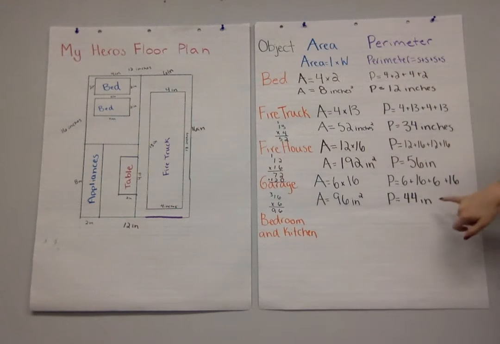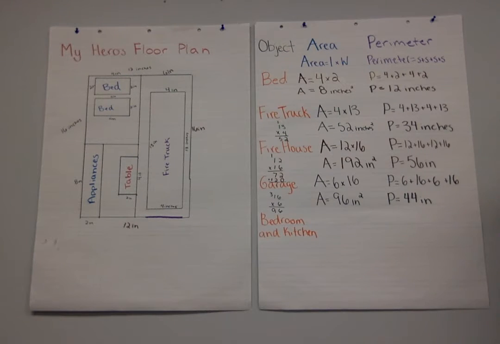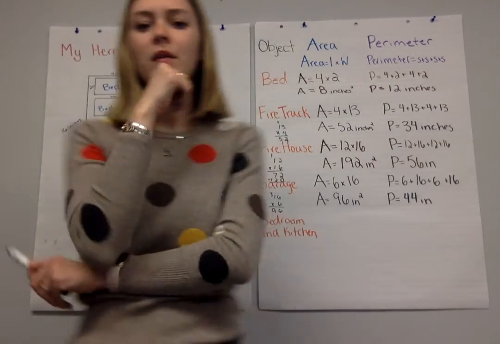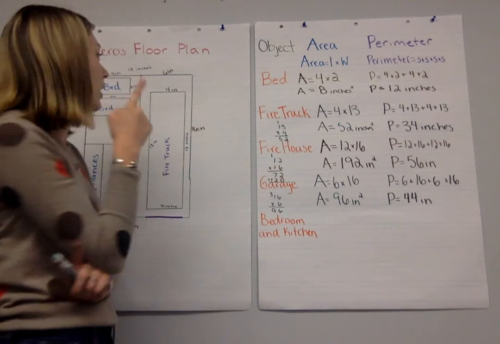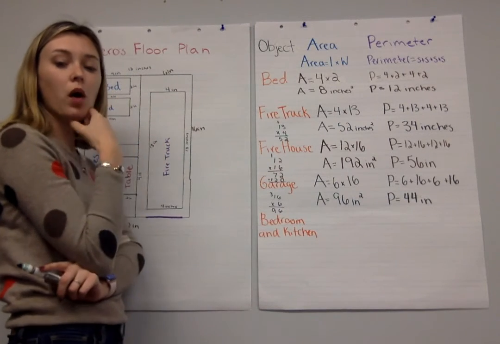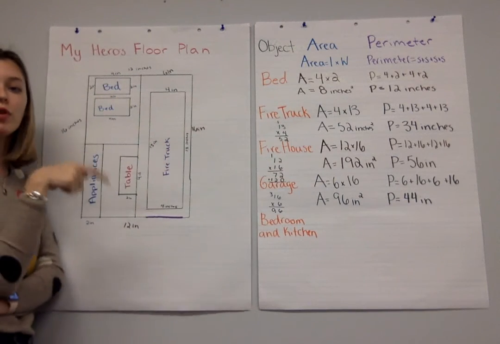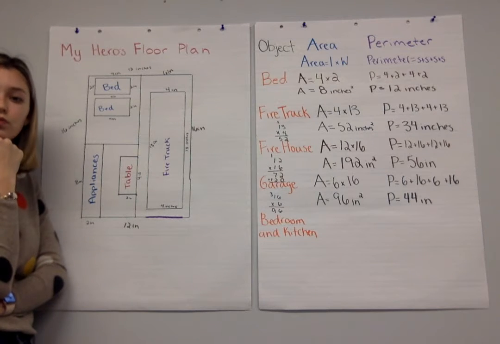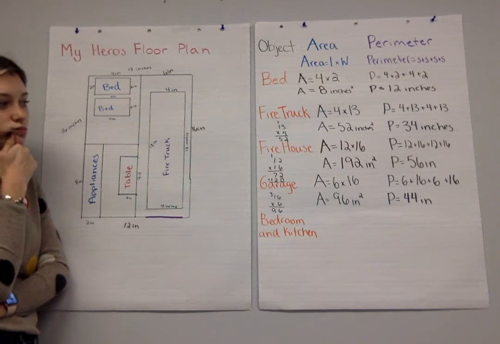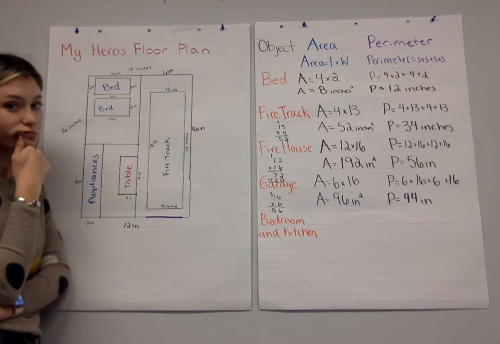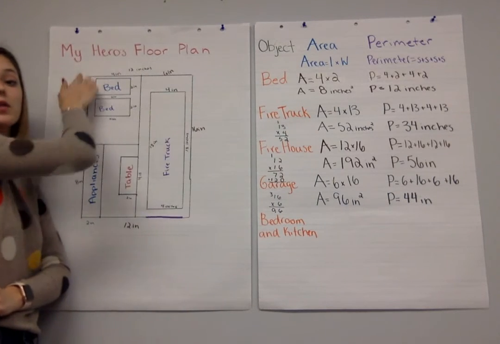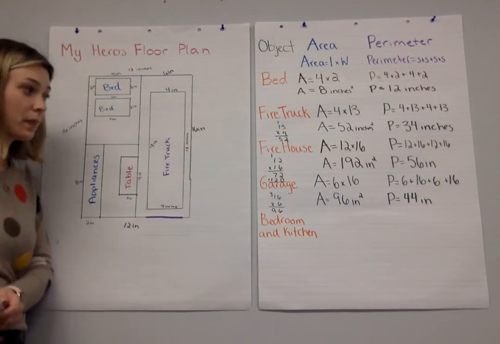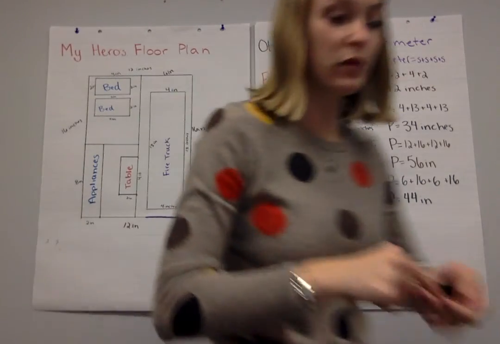Does it make sense that our garage is smaller than our firehouse? Why should we expect, or why can we predict that our garage can have a smaller perimeter than our firehouse? Because the garage is only this big and the firehouse is this big. Very good, guys. Let's move on to our last one.